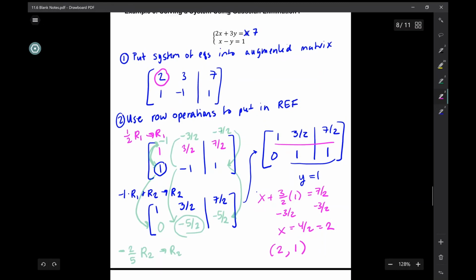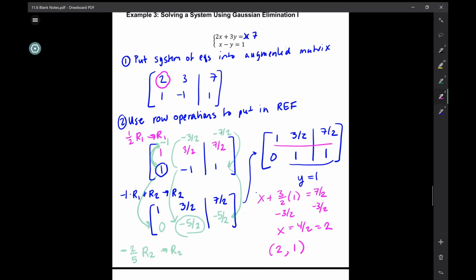So let's recap what we did. We first put the system into an augmented matrix, then we used row operations to get it into row echelon form, and then we translated it back and solved for the variables, because row echelon form translates back to triangular form of a system of equations.